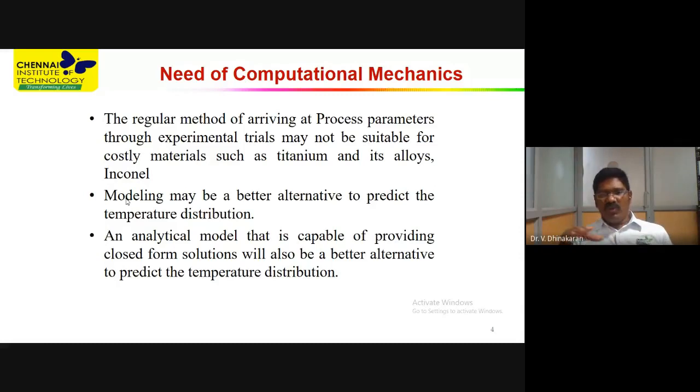what you will do, you will fix the parameters on a trial-and-error basis. First, you will set some current, some speed, then some stick-off distance, then you will conduct a trial. Upon conducting the trial, you will cut a specimen, polish the specimen, then etch the specimen, then you will see in the macrograph whether the full penetration has been achieved or not, whether the fusion is proper or not.